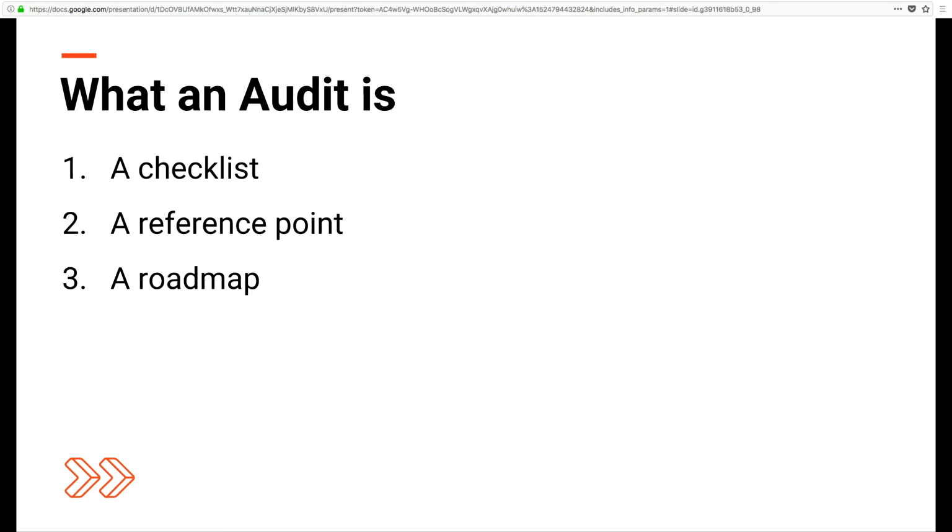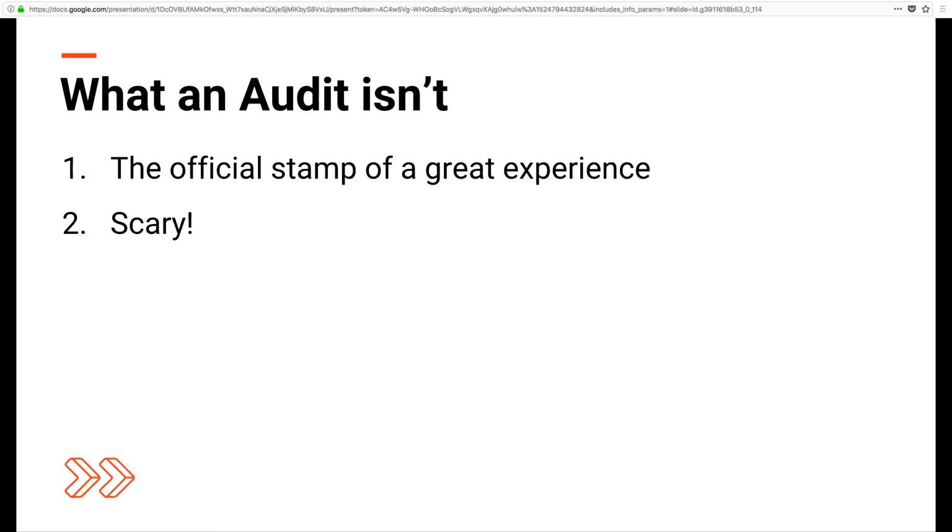But before we get into our next topic, I want to make a quick note about accessibility audits. An accessibility audit is a checklist of whether or not your site is meeting your organization's compliance success criteria. It's also a reference point of where a site is at a specific moment in time in terms of compliance, and a roadmap for future enhancements to better serve users with limitations. But accessibility compliance is not the end-all, be-all of whether or not your site is truly a great experience for somebody who has a limitation.